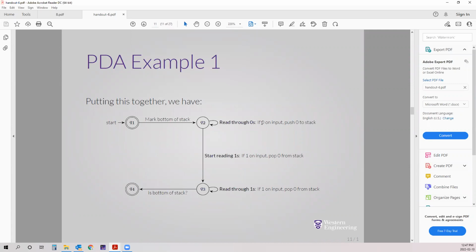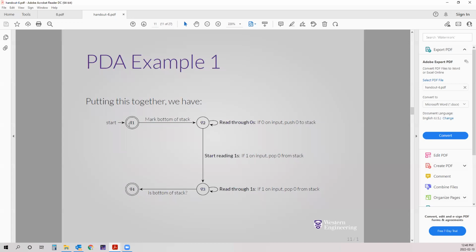putting this together, we have at Q1, start, mark the bottom of the stack. Q2, read through zeros. If 0 on input, push 0 to the stack. And keep doing that. Once we're done with the zeros and we start reading ones, if 1 on input, pop 0 from the stack. Read through ones. If 1 on input, pop 0 from the stack. Is bottom of stack? If yes, then accept.